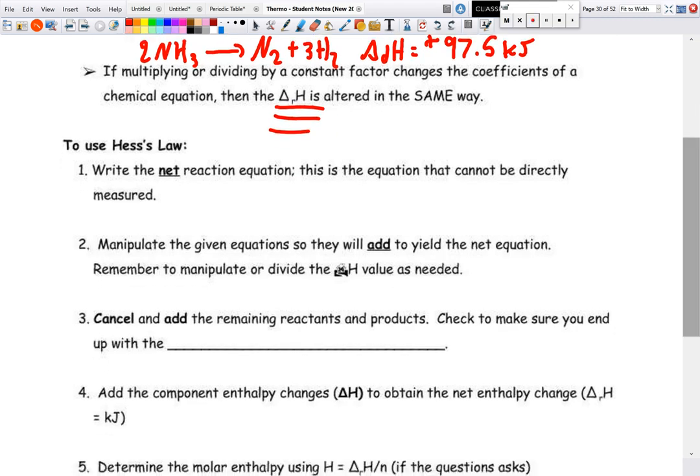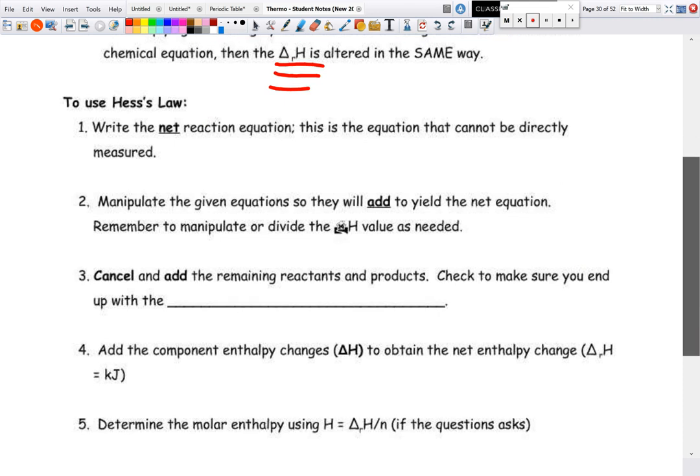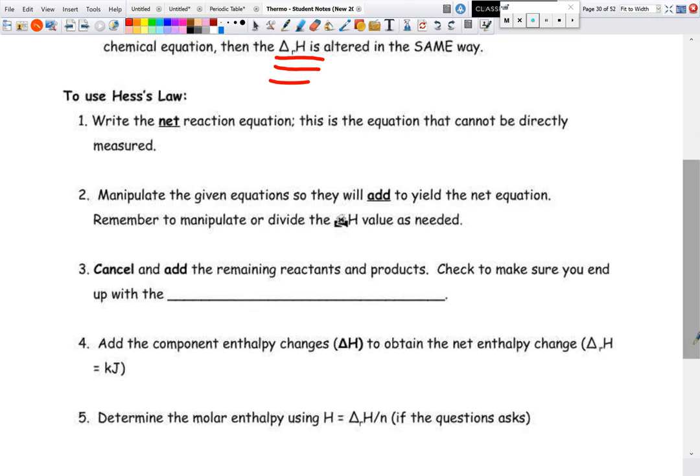Now, to use Hess's law, there are a few rules. We're just going to go over the rules, and if it doesn't really make sense, it will when we start getting examples. First of all, we need to write the net reaction of the equation if it's not given. Normally this is an equation that can't be directly measured. Next, we're going to manipulate all the given equations so that they add up to yield the net equation we wrote out in step 1. And we also remember to manipulate our delta H values as well. Once we do our manipulation, we're going to cancel and add all the remaining reactants and products just to check to make sure we end up with the net equation.